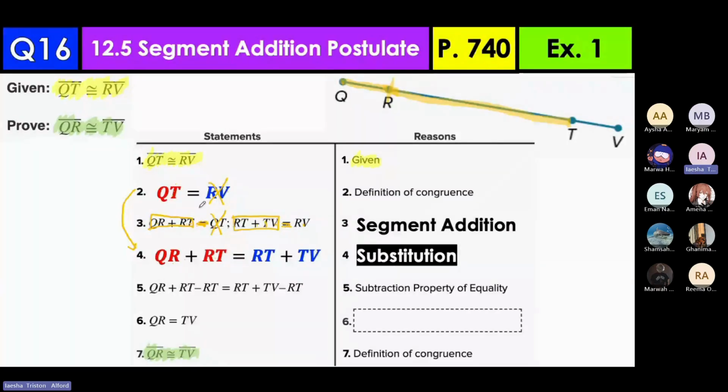Number 5, what is the thing they did that was new? We already said they added, subtract both sides. They subtract RT both sides. We call that the subtraction property.